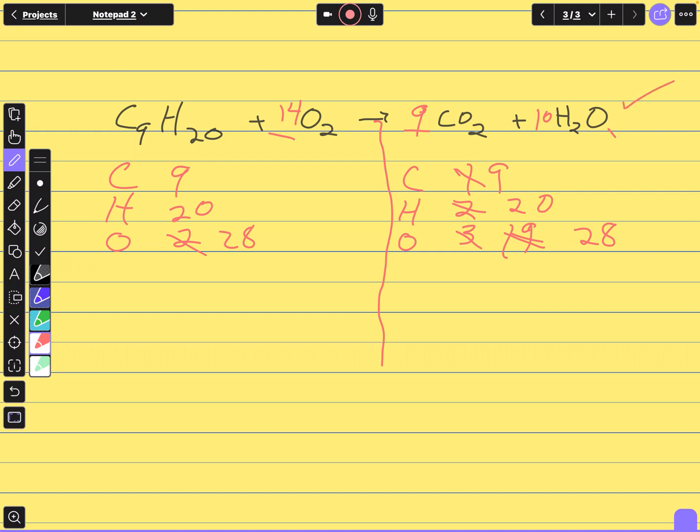So just make sure if you have something like this, where your oxygens are separated in 2 different compounds, that you pay attention to that when you're adding up your number of atoms.